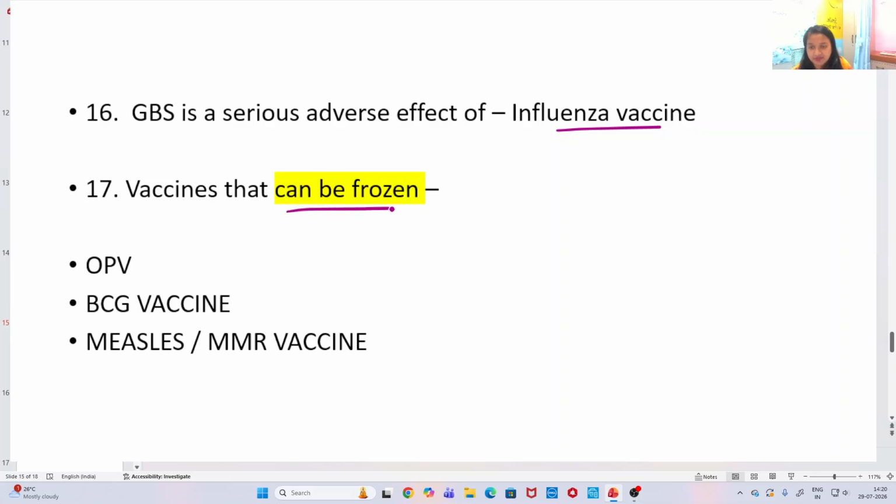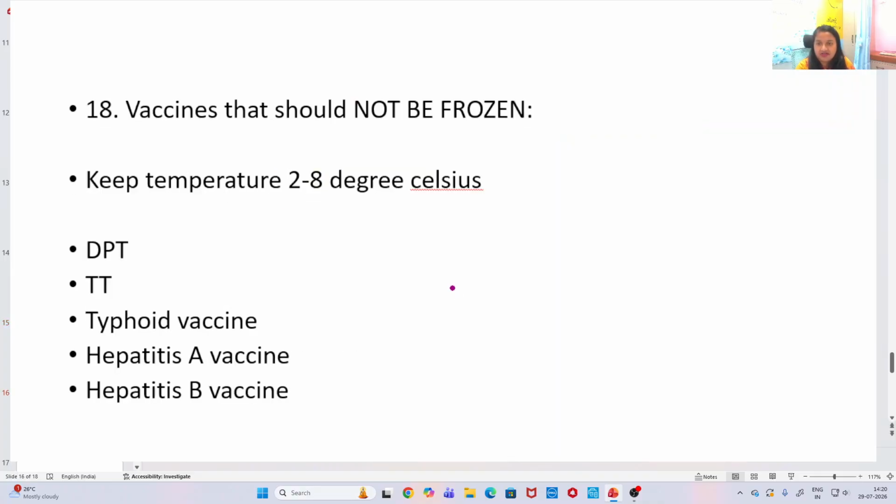Vaccines that can be frozen are OPV, BCG and MMR or measles vaccine. So OPV, BCG and measles vaccine. Vaccines that should not be frozen, which lose their efficacy if they are frozen, are all the T containing vaccines. So remember this rule: all the vaccines containing T. So DPT, tetanus, typhoid, hepatitis A, hepatitis B. All the vaccines containing the letter T should not be frozen.